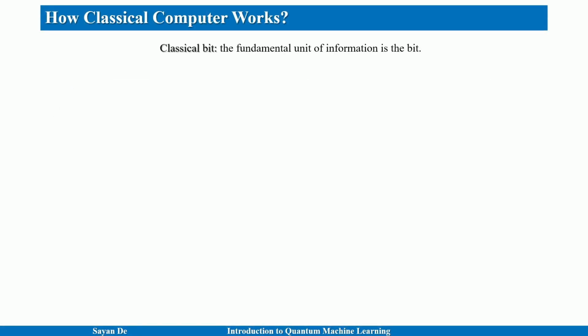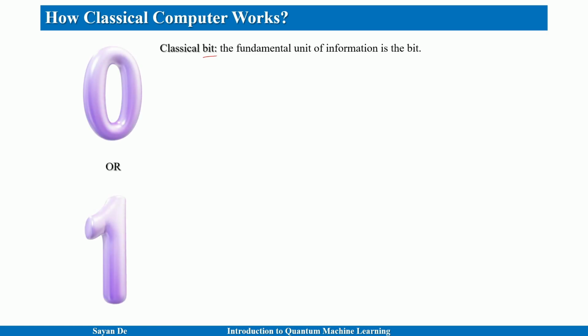So before going to the discussion about classical machine learning, let us just revise how a classical computer works, like what is the base of a classical computer. Anyone can say that it is a classical bit. Now what is a classical bit? Well, it is the fundamental unit of information in a classical system, which we call a bit. That means it has 0 or 1. So basically it is either 0 or 1. Remember the term here: or.